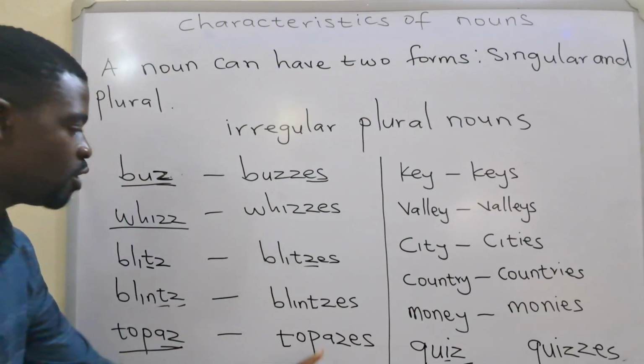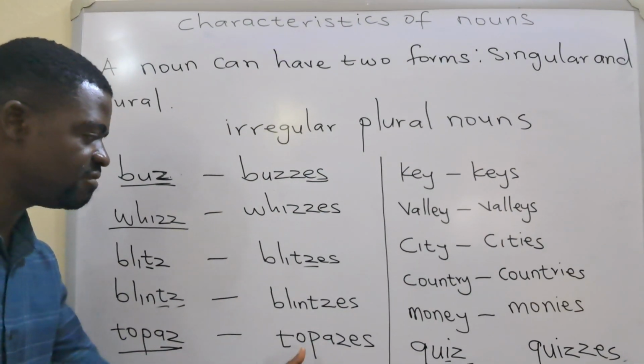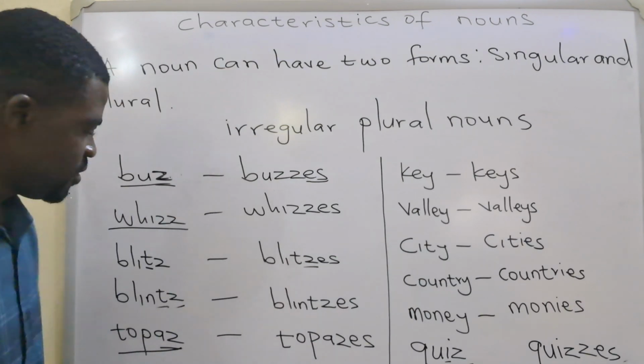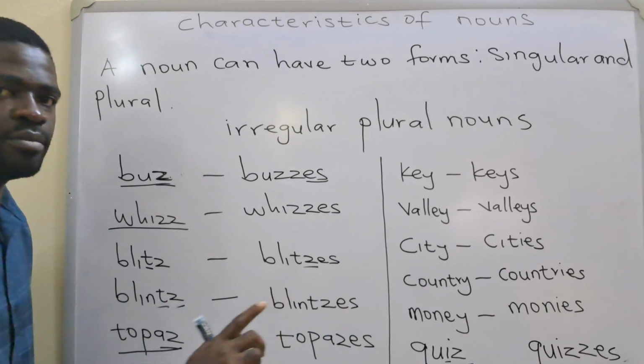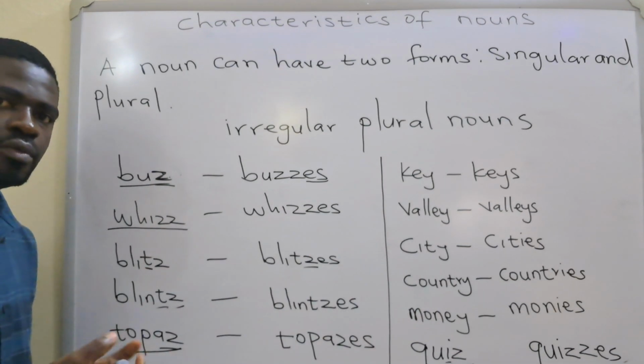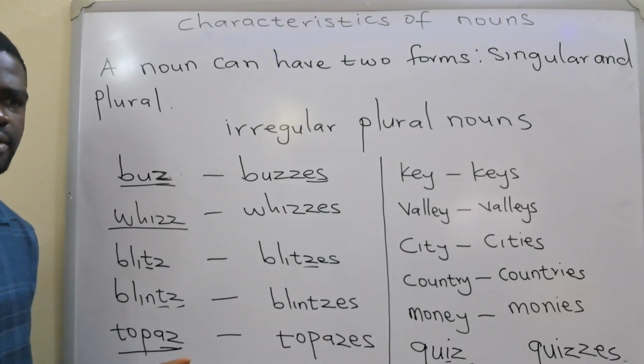So even though topaz ends with Z and the preceding letter is a vowel, you don't need to add another Z to form a plural. You just add your ES to form the plural. But remember, topaz is not a count noun, so it should not take plural in the ordinary sense.